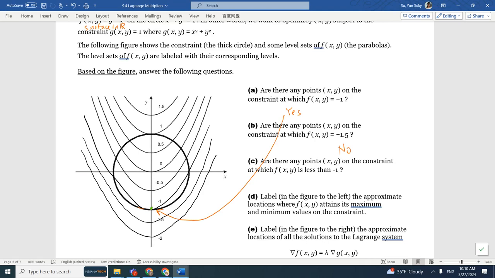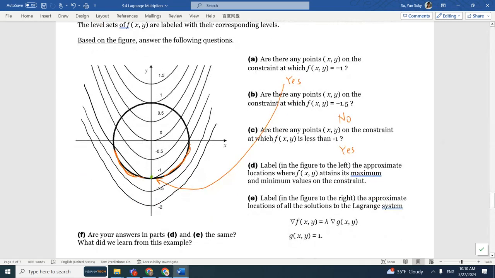Okay. So less than -1. Yeah, a lot of them are less than -1. Right? These points are less than -1. This side is more negative, this side is more positive. So these parts are less than -1. Yes. Which is this part and this part.